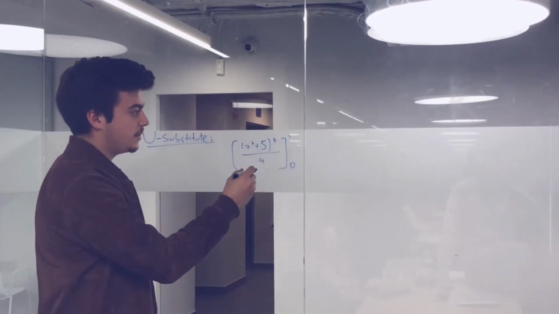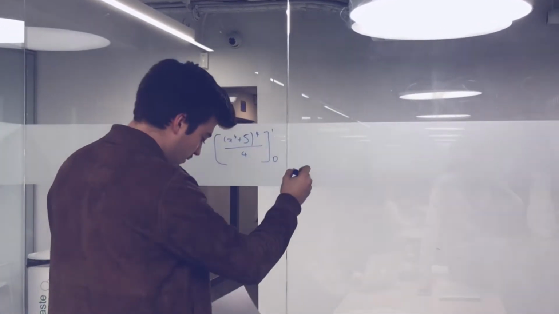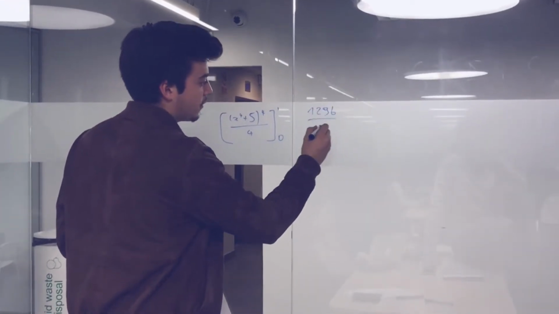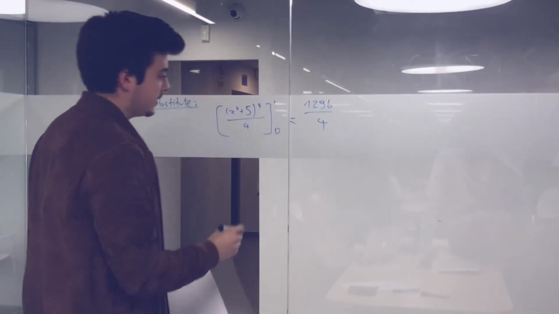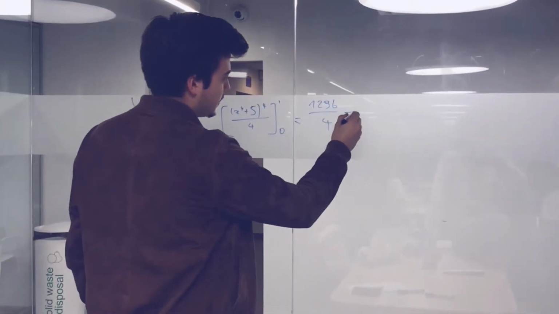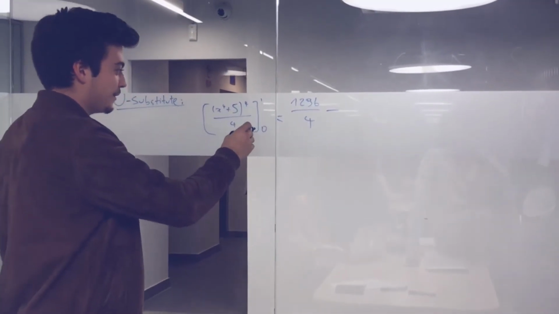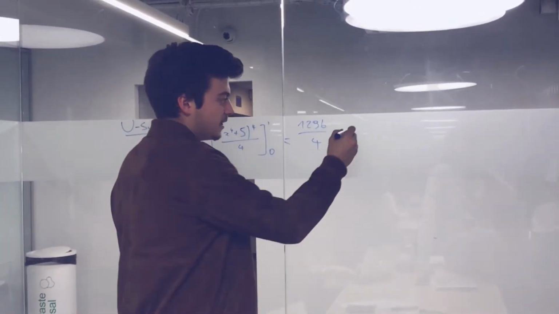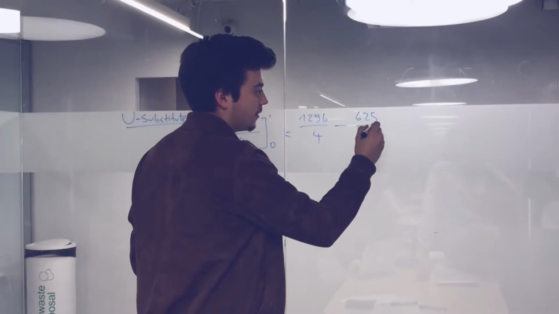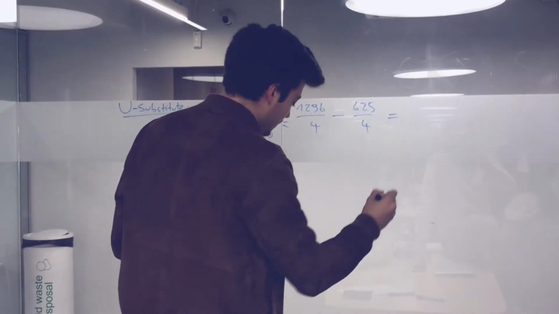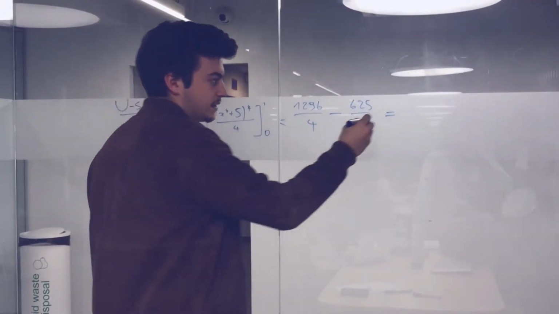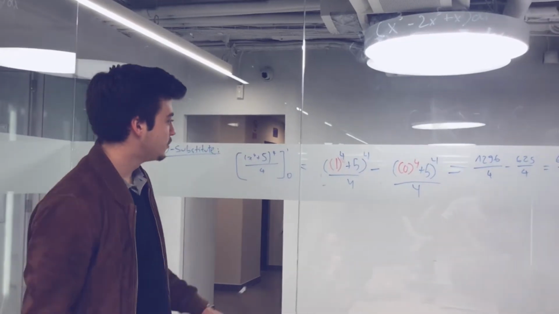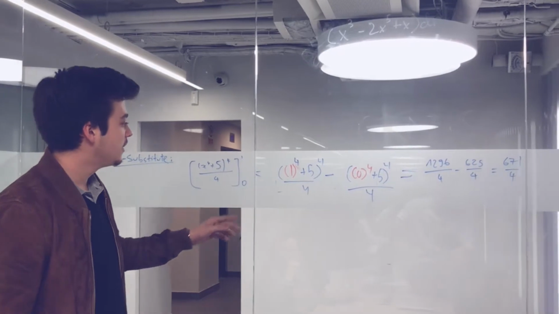So you start by the bigger one, so it's 1, and it gives you 1296 over 4, and then you take out the value for the zero limit, and this one is 625 over 4. So the final result is 671 over 4.